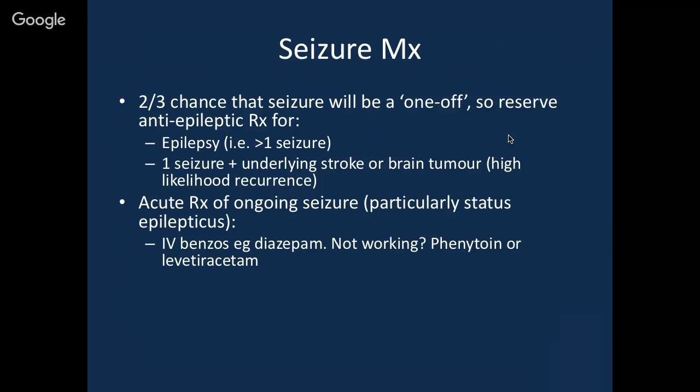So IV benzodiazepines, diazepam, and if that doesn't work, you go to phenytoin or levetiracetam. Don't worry too much about that. You should just know that you should treat a seizure if they're still seizing acutely.